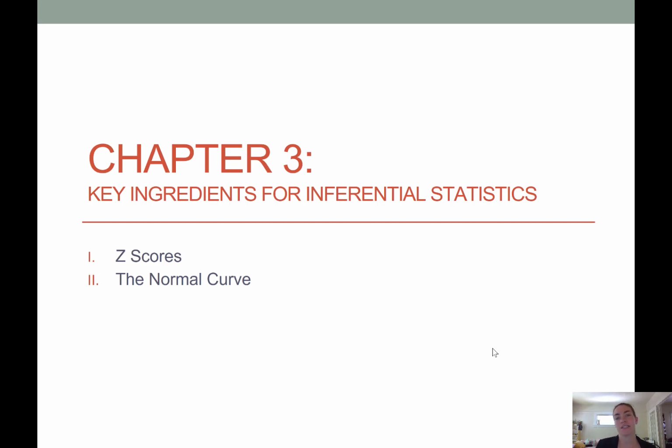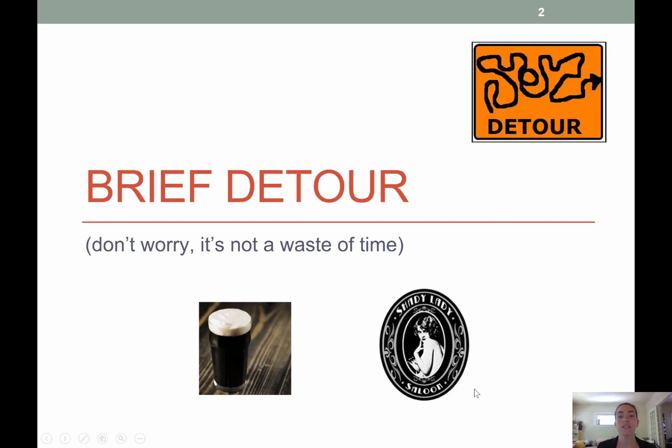Those are the statistics that allow us to take what we know from a group of numbers or from the data that we have from our own research study and draw inferences to the general population that we're interested in. So let's get into it. I'm going to start with z-scores.